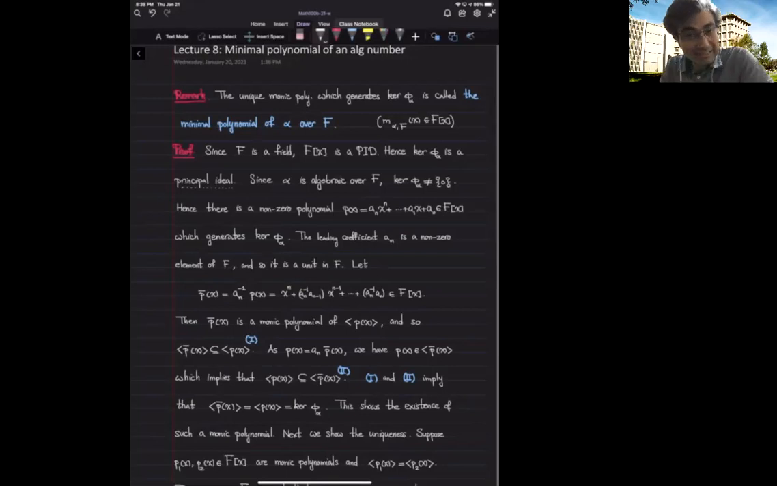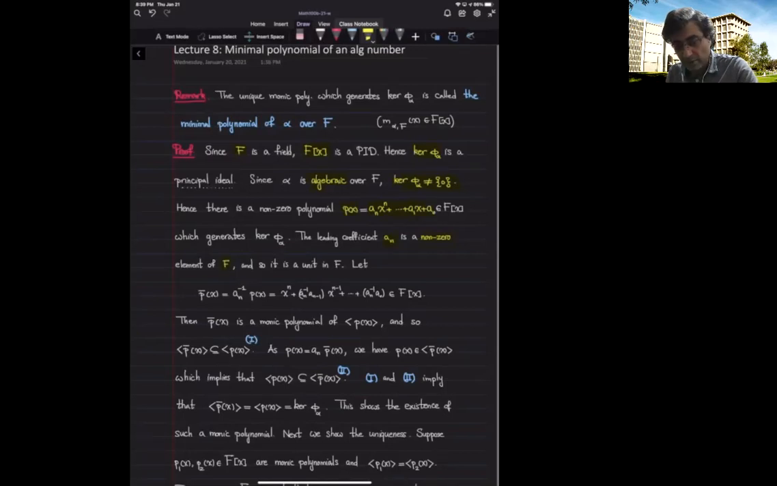Let's start by showing the existence. So again, because F is a field, we have already proved that F[x] is a PID. Every ideal is principal. In particular, the kernel of the evaluation map is a principal ideal, which means it is generated by some polynomial. So suppose it's generated by a polynomial p. Now, because alpha is an algebraic number, that's the same as saying that the kernel is not 0, which is the same as saying that this polynomial is a non-zero polynomial, and therefore the leading coefficient is not 0. So a sub n is a non-zero element of the field F.